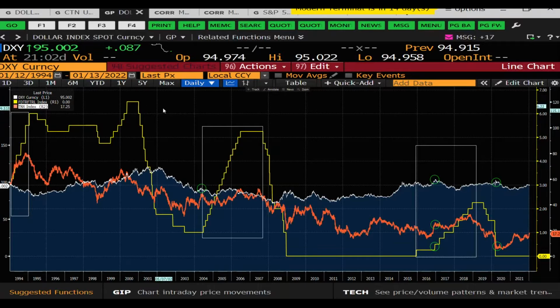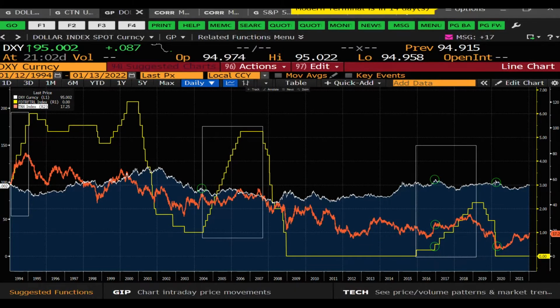And then the zero lower bound of the Fed funds rate in yellow, right? So see my rectangles here, and let me get my drawing tool going here. Right in here, you had interest rates rising dramatically, but you actually had the dollar falling during that time period. In here, the Fed funds rate, start to finish, you had the 10-year yield rising, start to finish, you had a lower dollar, right?